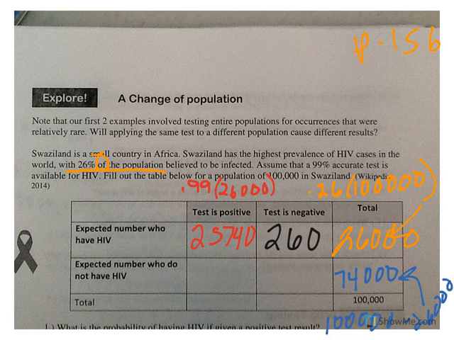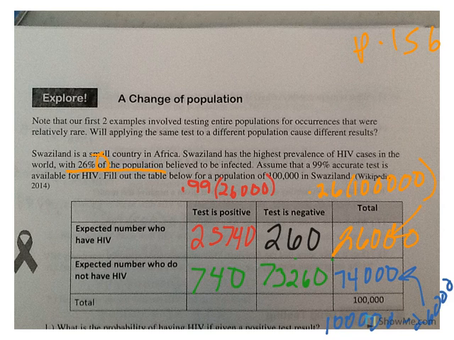Now, for those who do not have HIV, we still have a 99% accuracy rate. So 0.99 times the 74,000 will give us this number in here, which is 73,260. So that means roughly 740 individuals in Swaziland will test positive for HIV even though they don't have it.